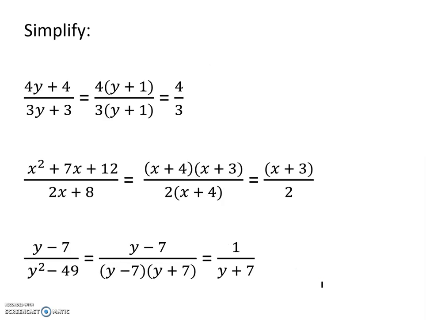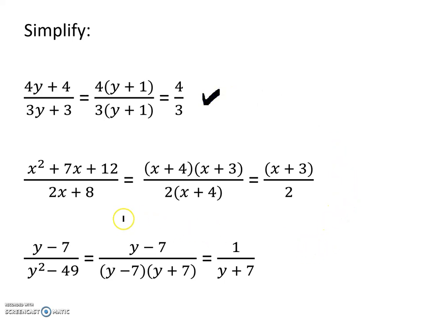The next example, we're simply simplifying, and so on the top we have 4y plus 4. We factor a 4 out, and the bottom we do the same thing. We factor a 3 out. The y plus 1's cancel, and we're left with 4/3.